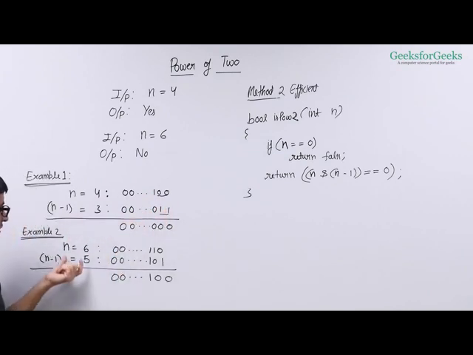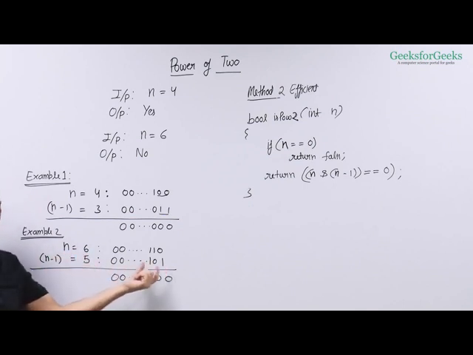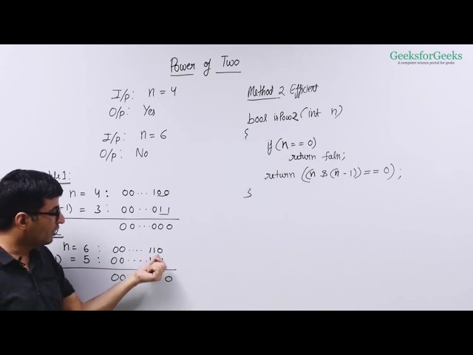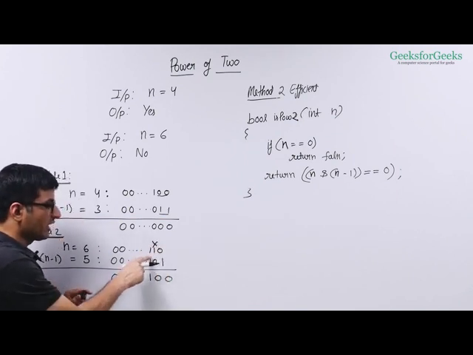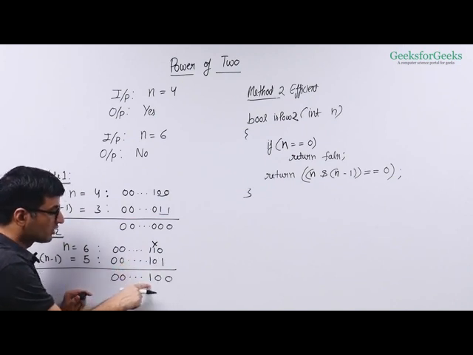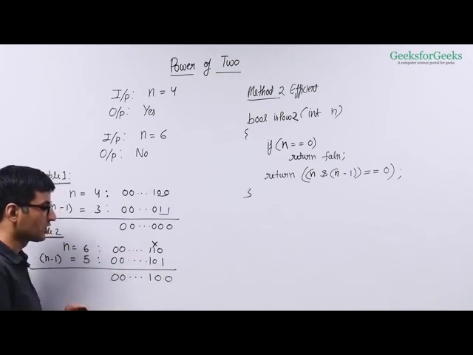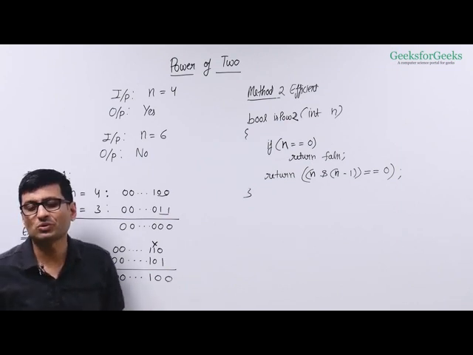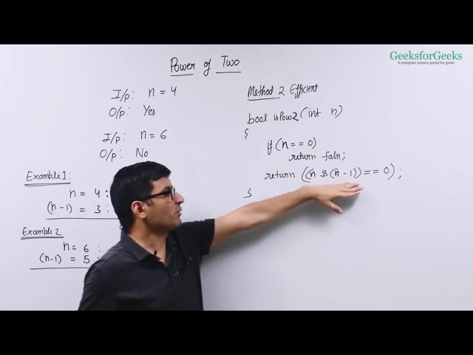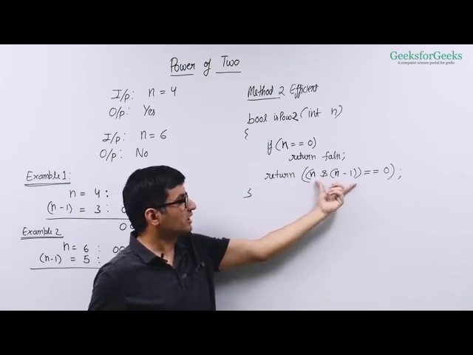Let's do the other example. When n is 6, and if you compute n minus 1, you get 5. And if you do bitwise AND of these two, only this particular bit is unset, but you have one more bit here, which is set. So you will have a resultant number which is not 0. Your resultant number is 4. So that is why you say it's not a power of 2, because the resultant number that I got is not 0.